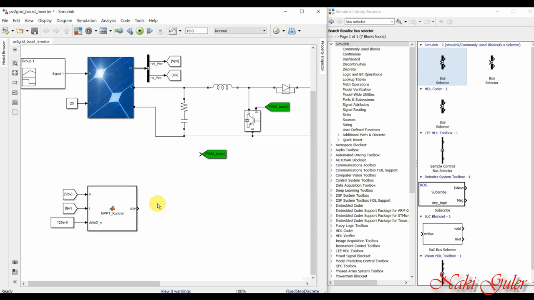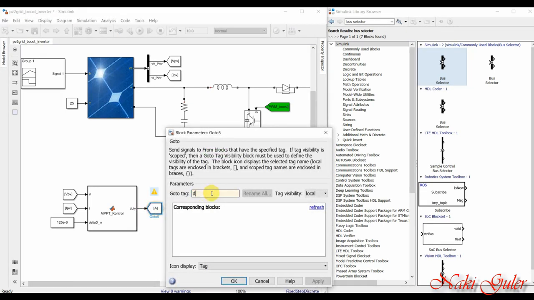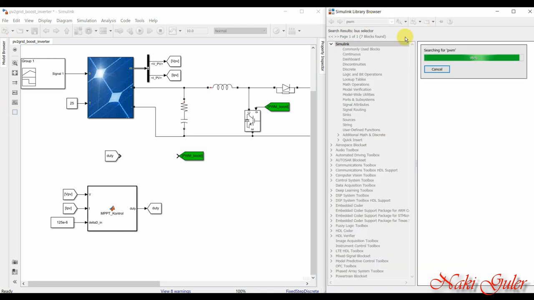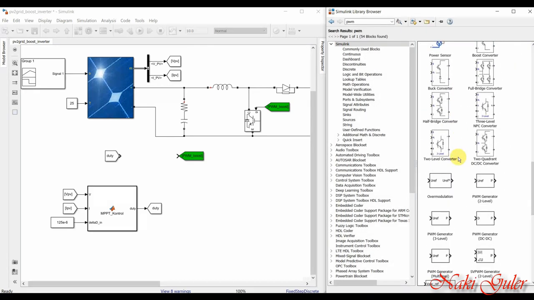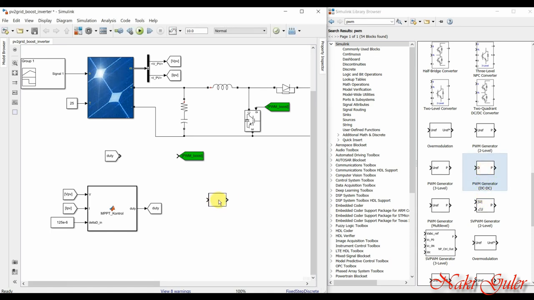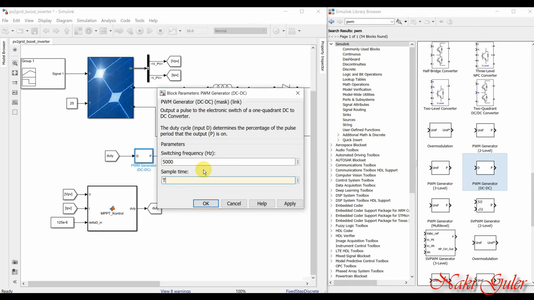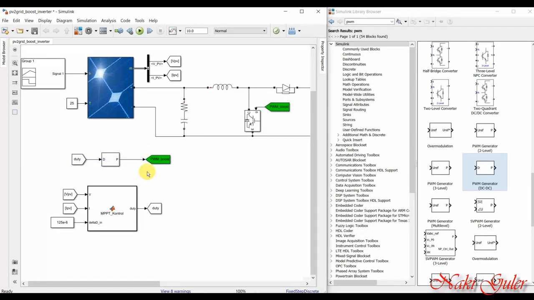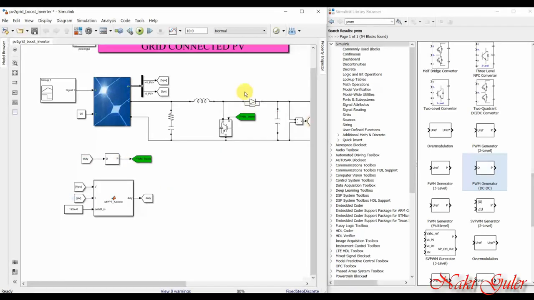Maximum power point tracking control side is ready, and sorry, we need a go to block and duty. We should convert the duty to a pulse modulation signal, and I want to use the PWM block for DC. Yes, here. Okay, and TS. Okay. The control of PV side is ready now.